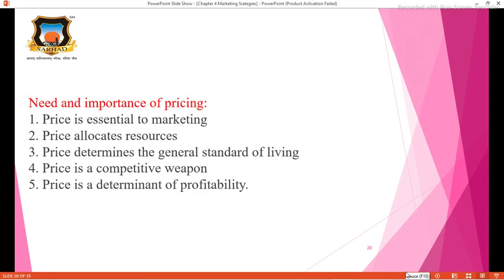Let us see the need and importance of pricing. The price is essential to marketing. Price allocates resources. Price determines a general standard of living. Price is a competitive weapon. Price is a determinant of profitability.